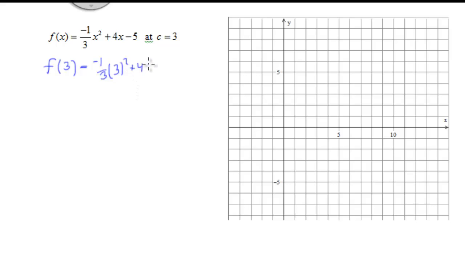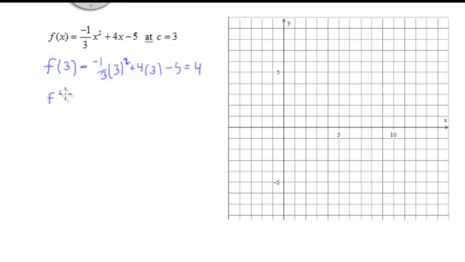Now I would show out all the steps here if I were doing my own work, but the answer to this comes out to be 4. This is 9. When you do 3 squared, you get 9. Negative 1/3 makes that negative 3, plus 12 is 9, minus 5 is 4.